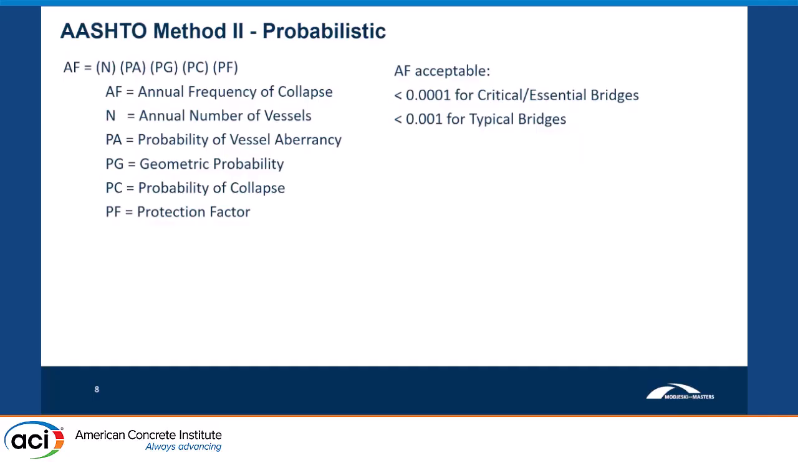Method 2 is more probabilistic and involves significantly more information. It takes into account the number of vessels and probability factors, as described in the other presentations. The annual frequency of collapse is a rate of return of 1 over 10,000 years for critical or essential bridges, or 1 over 1,000 years for typical bridges.